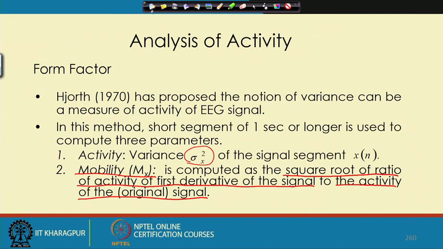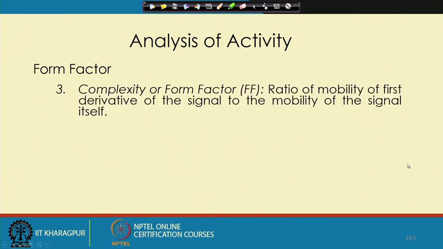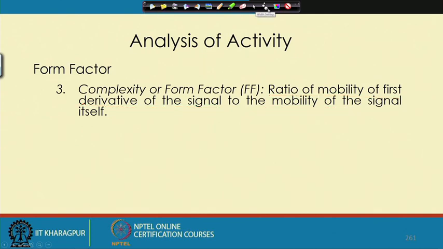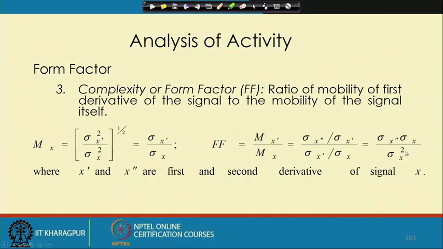That means, instead of the variance, we are actually interested in the ratio of the standard deviations of them. Okay. So, that was the suggestion from Hjorth, and he suggested one more thing, the third parameter, that is the complexity or the form factor. This form factor, again, is a relative term. It is taking the ratio of the mobility of the first derivative of the signal to the mobility of the signal itself. So, again, they are taking the derivative to compute the mobility, and it is giving the ratio of the two mobilities.